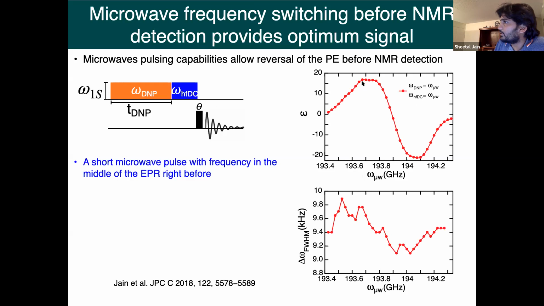What we see is that this is the standard DNP profile, but here, the line widths are minimum when the DNP signal is almost zero. The DNP enhancement is also almost zero.